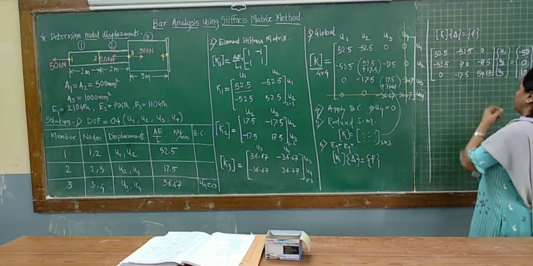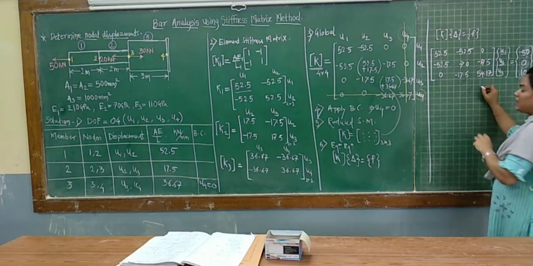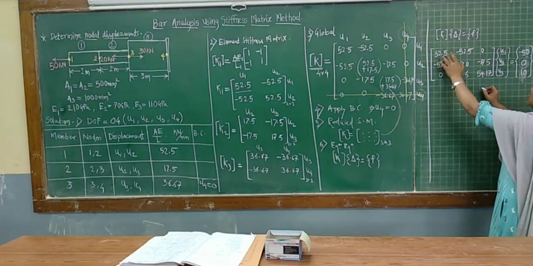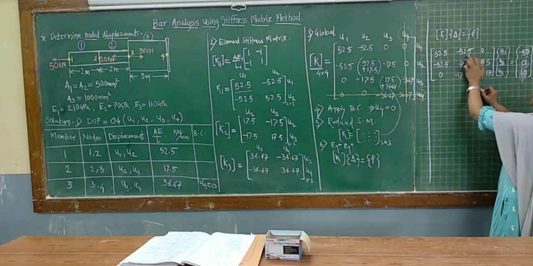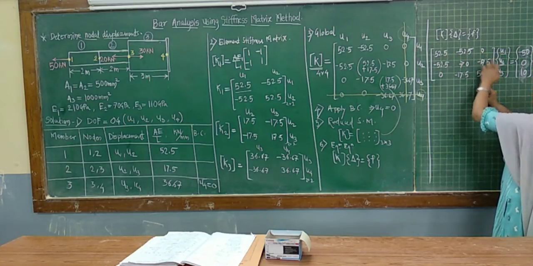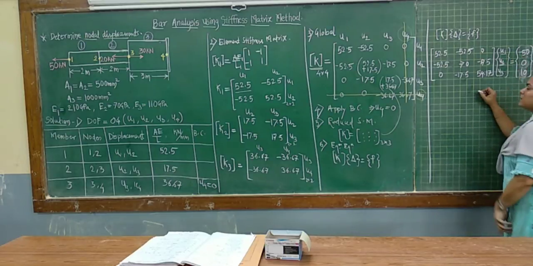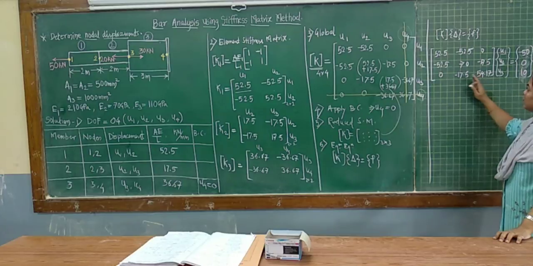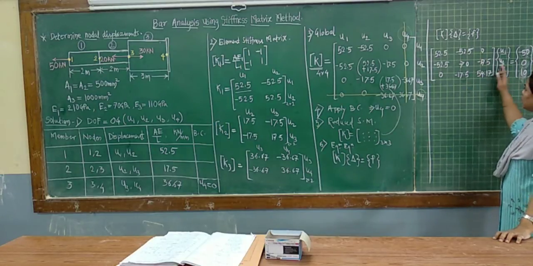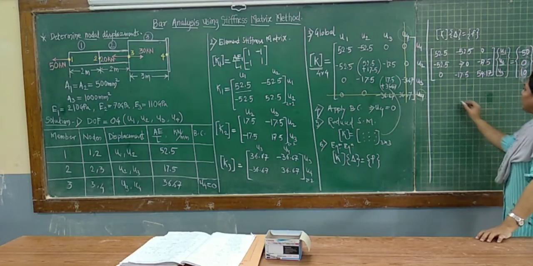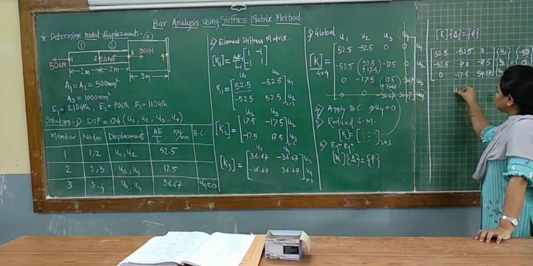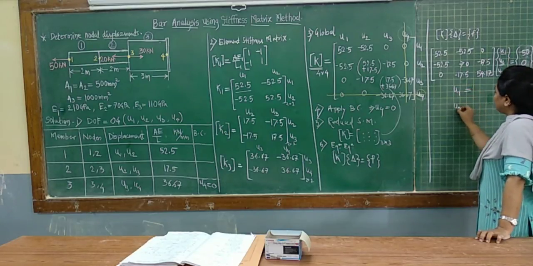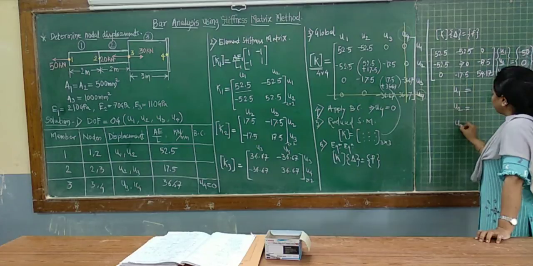From this you can rewrite the equations: 52.5 into U1 minus 52.5 into U2, plus 0, equal to minus 50. That is how to form the equations from these matrices. From these you get the values of U1, U2 and U3. You can also directly solve this matrix in the calculator.